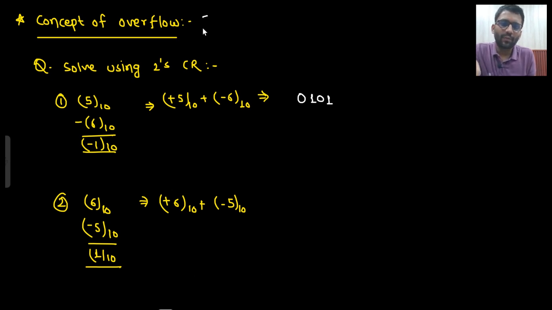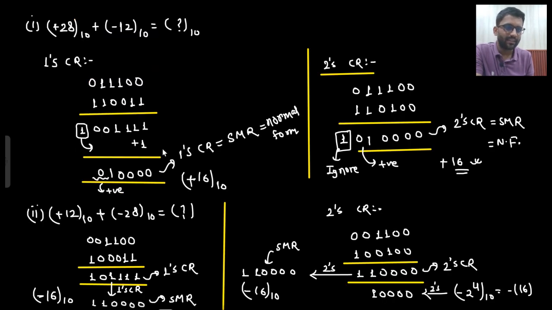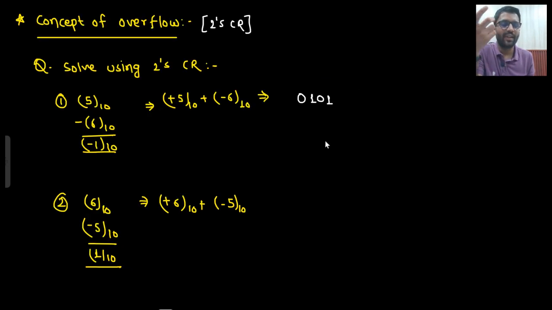The concept of overflow will occur in 2's complement representation only. Why so? Because it has something to do with the carry. In 1's complement, the carry is added, but here we are ignoring it. That's the reason it will occur only in 2's complement. Here we are not doing anything with the carry, so that is the reason we will get some calculations wrong. How we will get the calculation wrong, how we can make it correct, and what the concept of overflow is, we will see. But it will occur only in 2's complement representation, not in 1's complement representation.